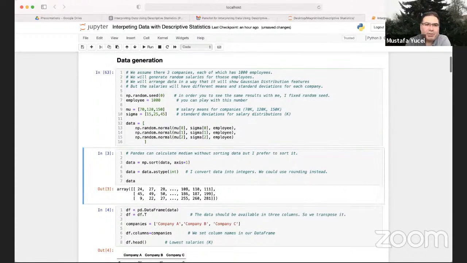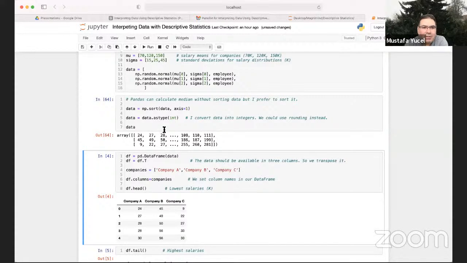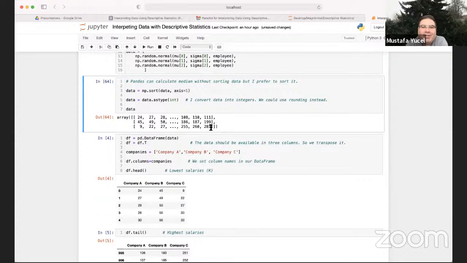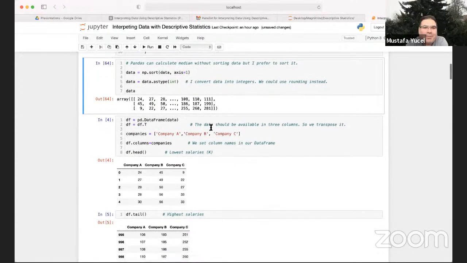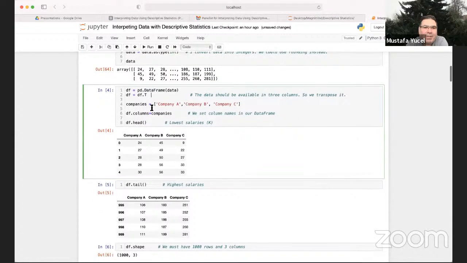Here we generate our salaries, and then these are our generated data, and we sort them from the smallest to the biggest. These are the lowest salaries in those companies, and these are the highest salaries in this company. Let's say the lowest salary is 9,000, an imaginary salary, okay, and the highest salary is 281K per year. And then we put this in a data frame, and we transpose it in order to see something like this.